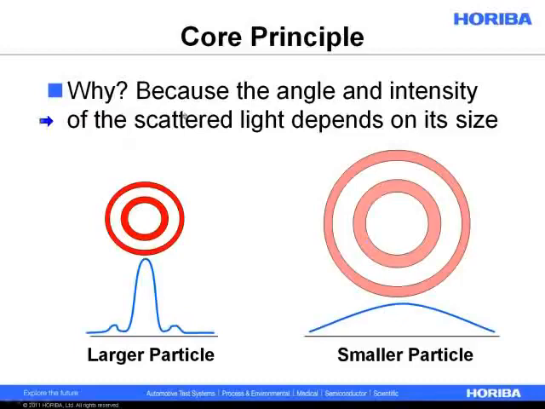We can do this because the angle and intensity of the scattered light depends on that size. So larger particles, you'll have to bear with me here a little bit, scatter at narrower angles, which in this case means the target is a little bit smaller, and they also scatter light much more intensely, so the color red is much brighter. A small particle scatters over a wider range of angles. The target is a bit bigger, but it also scatters less intensely, so the color red is a little bit lighter. That's the fundamental relationship. Larger particles scatter at smaller angles and more intensely. Smaller particles scatter at wider angles and less intensely.